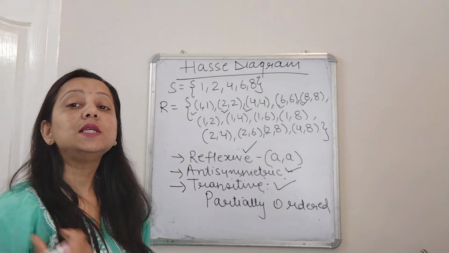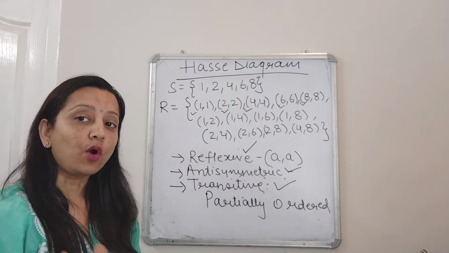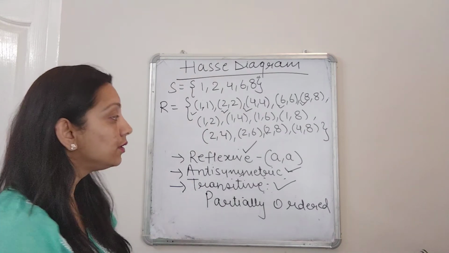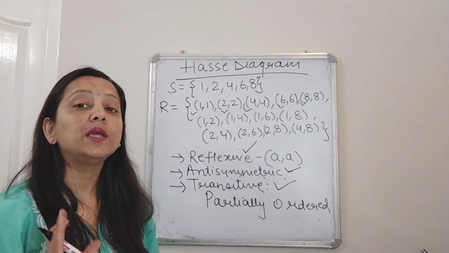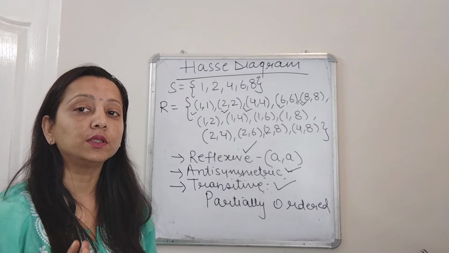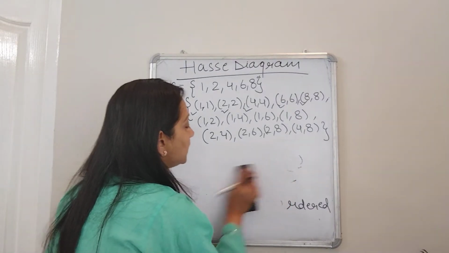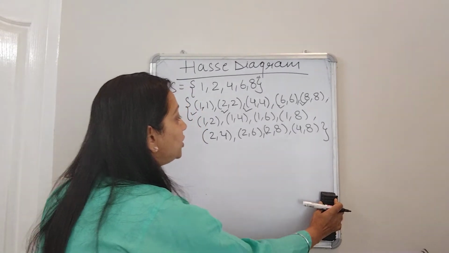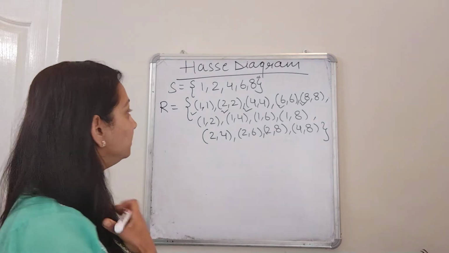Okay, now since it is a partially ordered relation, that means I can draw a Hasse diagram for this relation, because I told you in the beginning that a Hasse diagram is only drawn for a poset or a partially ordered relation. So now since we have proved that this is a partially ordered relation, we can go ahead and draw a Hasse diagram for it.